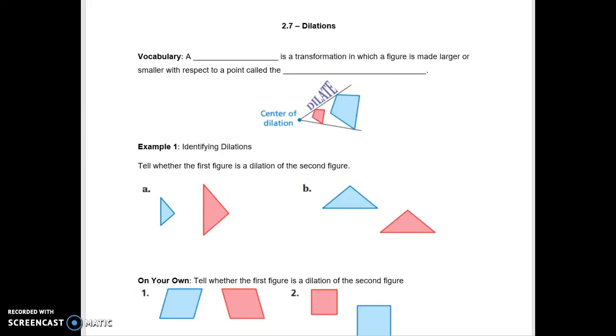Hey guys, so today we will be talking about dilations. A dilation is a transformation in which a figure is made larger or smaller with respect to a point called the center of dilation. So this is our center of dilation right here.